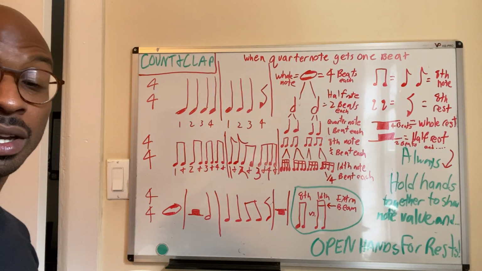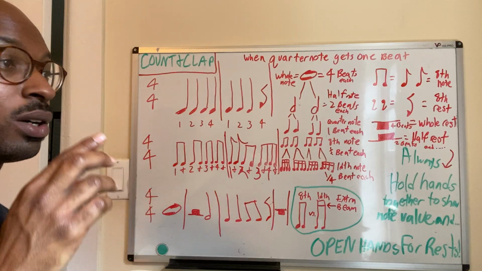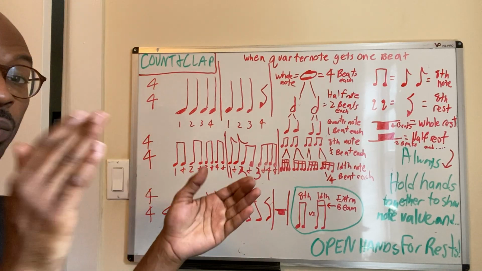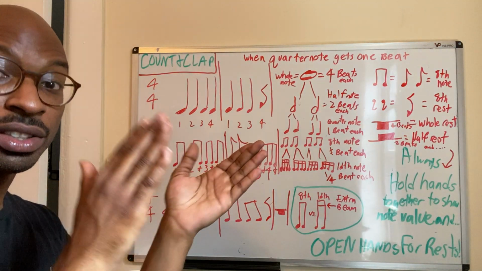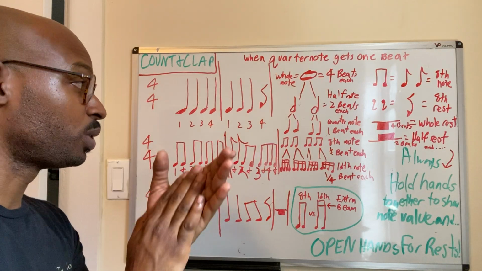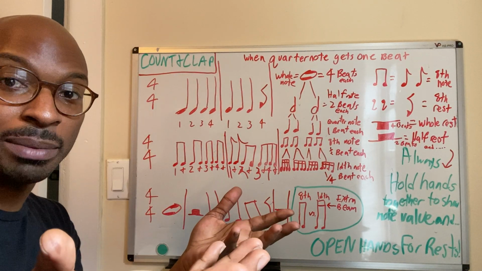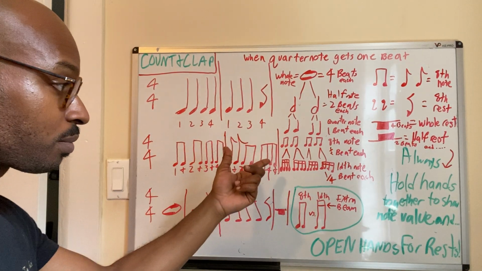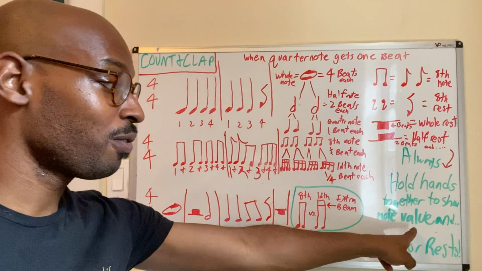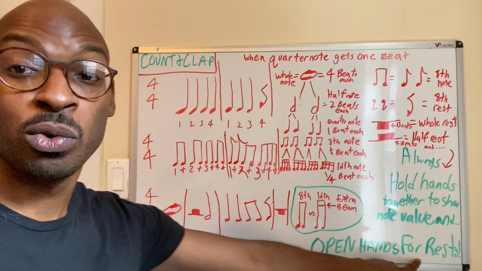Here's our tempo. 1, 2, 3, 4. 1, 2, ready, clap. 1, 2, 3, 4. 1, 2, 3, 4. Notice I open my hands up to denote the rest. Always keep your hands together to show the note value when you're counting and clapping, and open your hands for rest.